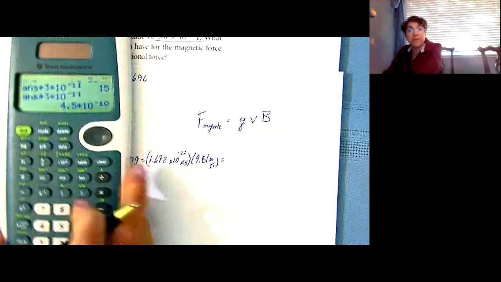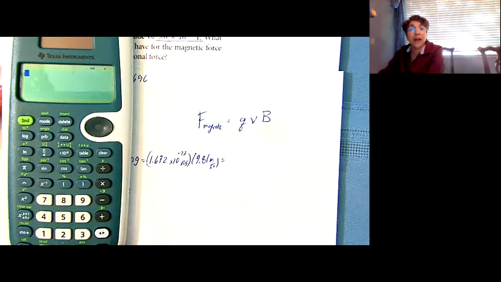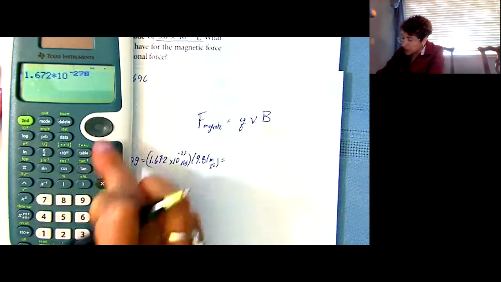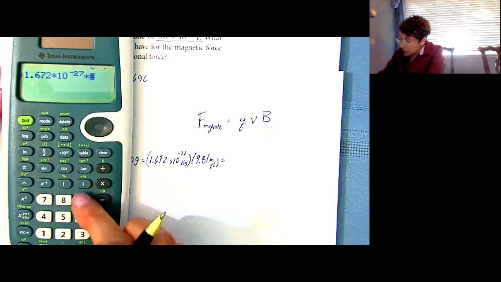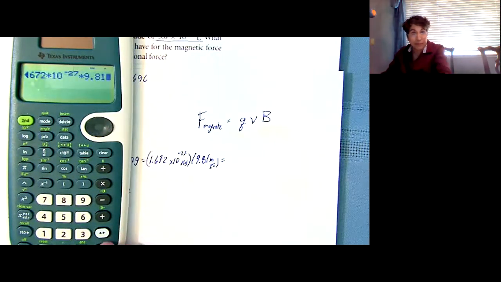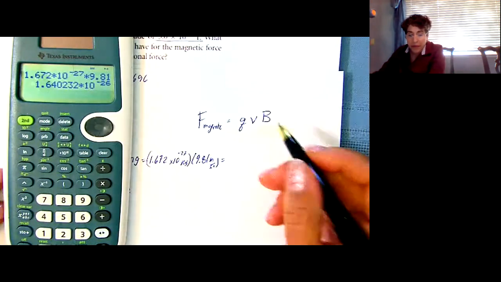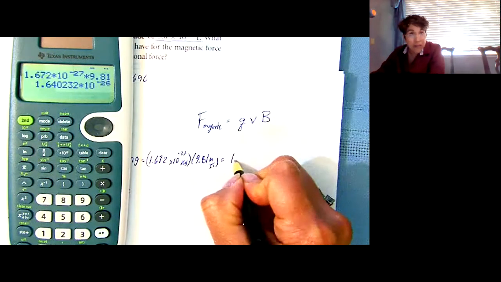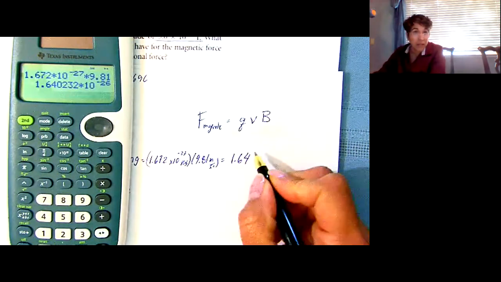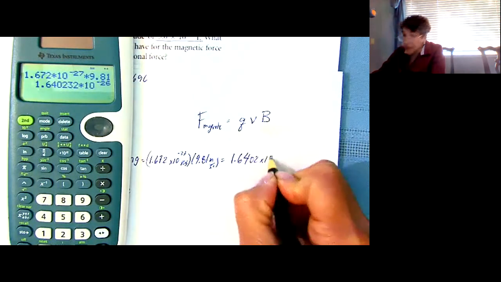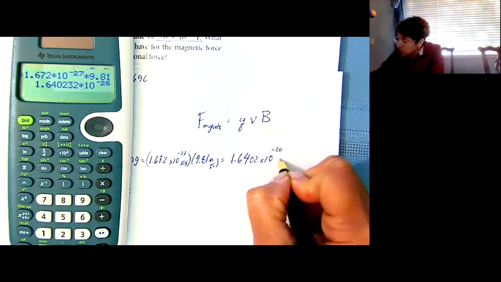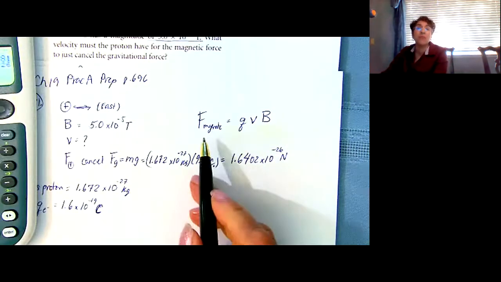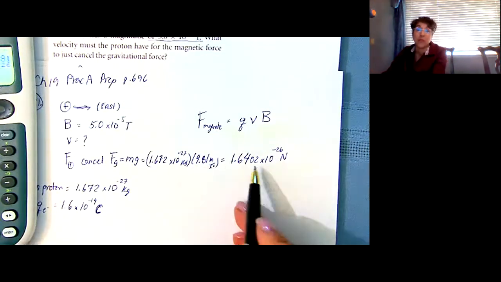Let's see what that is. Okay, let's clear this. I've got 1.672 times 10 to the negative 27 times 9.81. All right, I get this tiny number here: 1.6402 times 10 to the negative 26 newtons. I'll probably just use it from my calculator. I like to do that. Okay, so now I have my force. That's what my force is going to be. They wanted to cancel that out, so there's how much force it is.